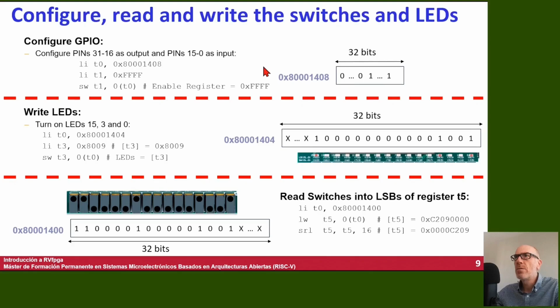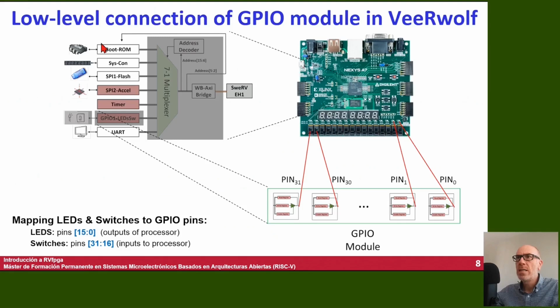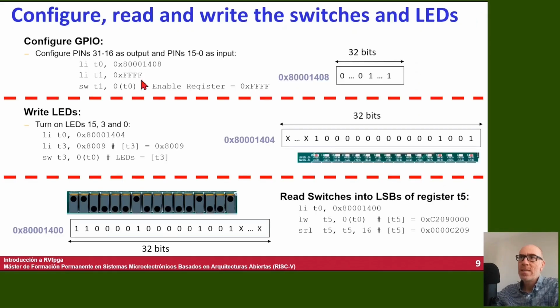In this presentation, we'll show how to configure, read and write the switches and LEDs. At the top, we see how the GPIO is configured. In our case, the least significant pins are connected to LEDs, which are output devices, and the most significant pins to switches, which are input devices. We'll set the 16 right pins as output, 1, and the left as input, 0.